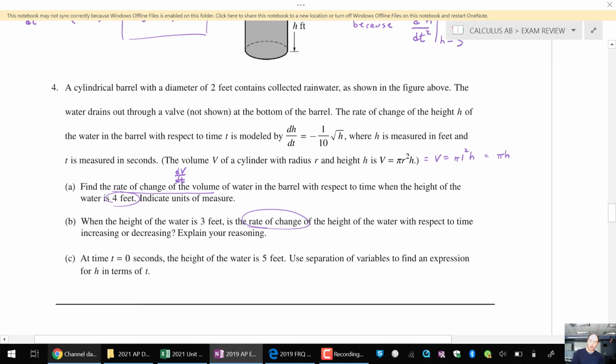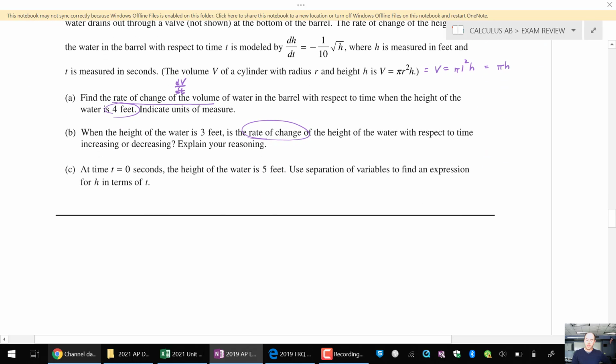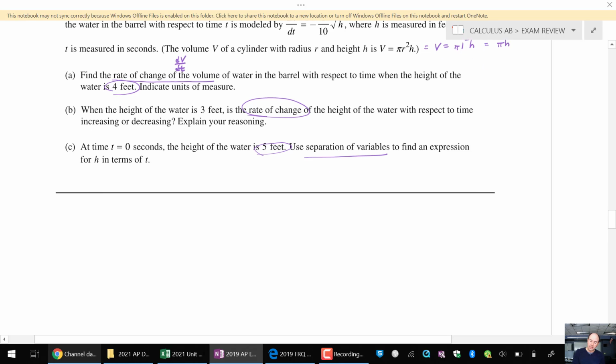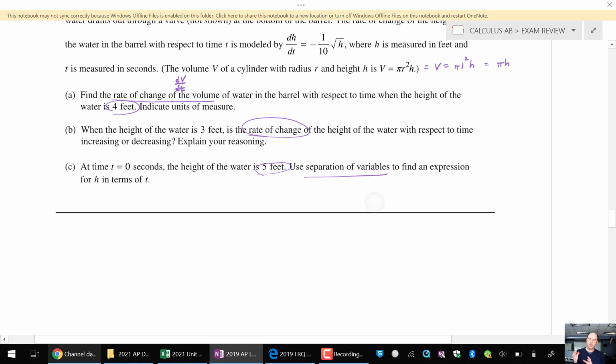Part C, final question right here says, at time 0, the height of the water is 5 feet. Use separation of variables to find an expression for h in terms of t. So we're going to solve a differential equation. Let's do that right here. We're going to solve dh/dt equals negative 1/10 root h. Let me just rewrite that actually with the h's on the left.